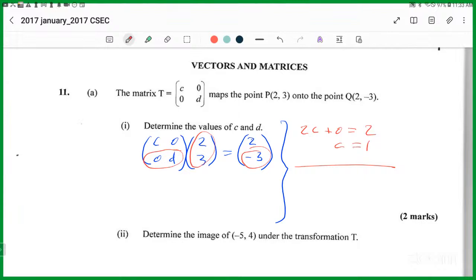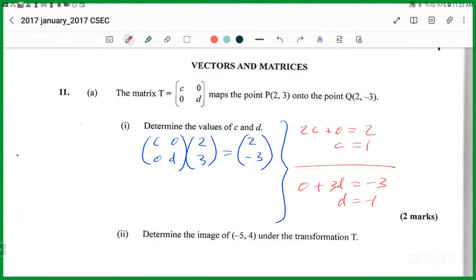So we're going to set it up again. It is 0 times the 2, which is 0. The D times the 3, which is 3D, is equal to this negative 3. So you're solving 3D equals negative 3. Divided by 3, D equals negative 1. So those are the answers, the C and the D that I want.